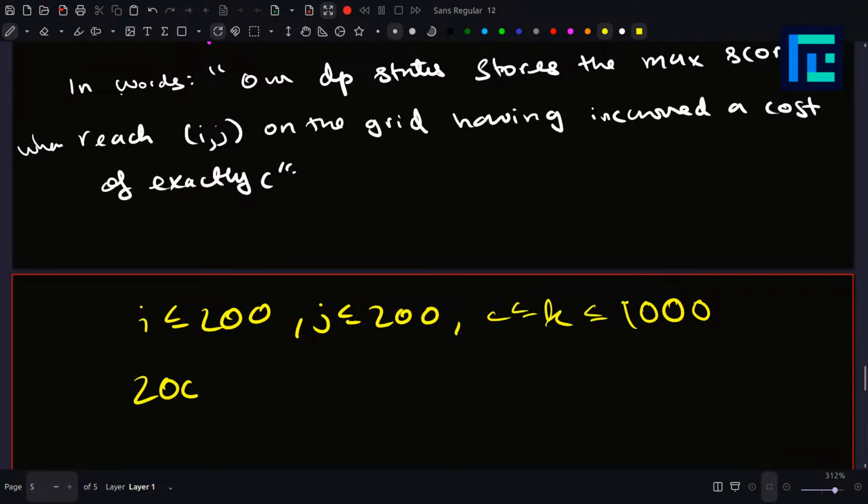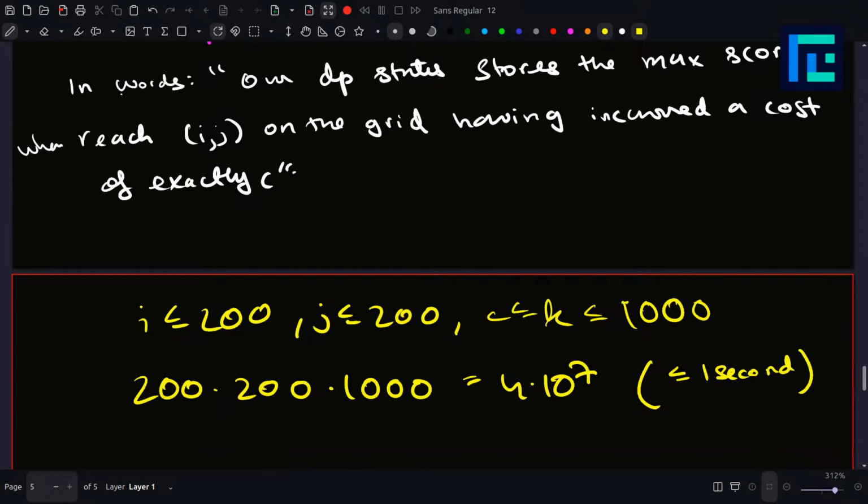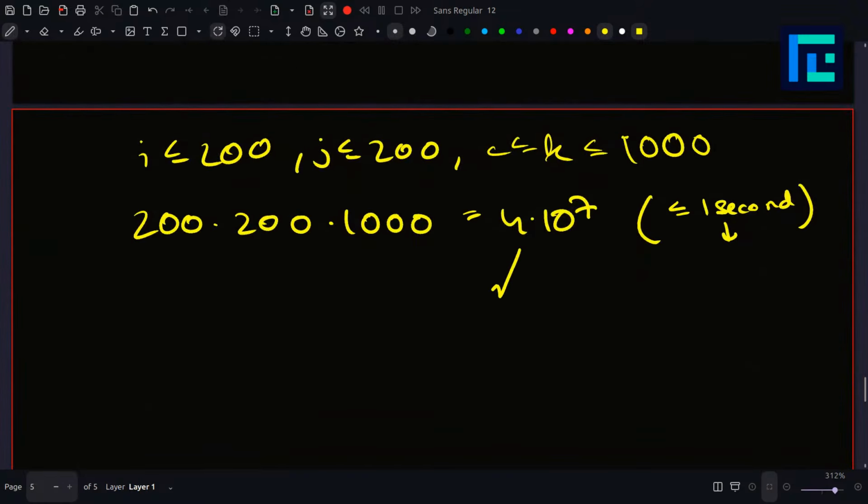And now if we multiply this out, we get 200 times 200 times 1000, right? And this is quite high, I would say, 4 times 10 power 7. So this will barely be done in 1 second. It can be done in about 1 second, but your code needs to be pretty fast, because there are a lot of states. But it's still doable in 1 second, because 10 power 7 is doable in 1 second, right?